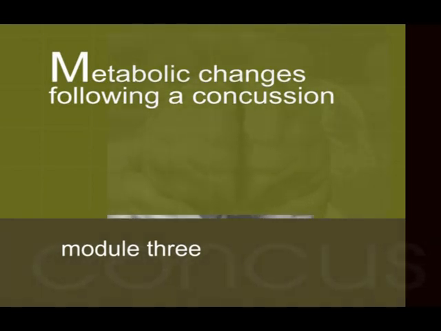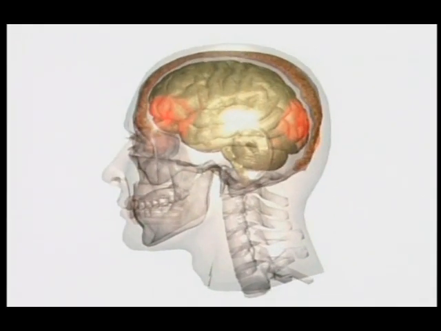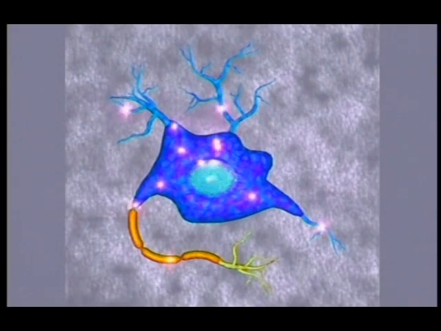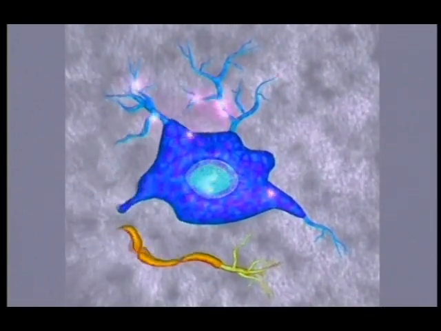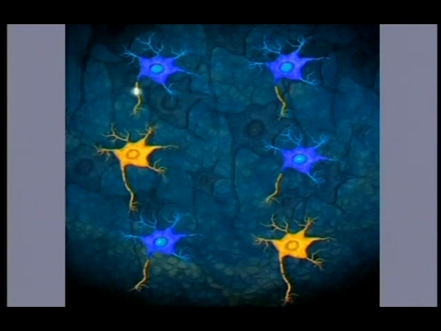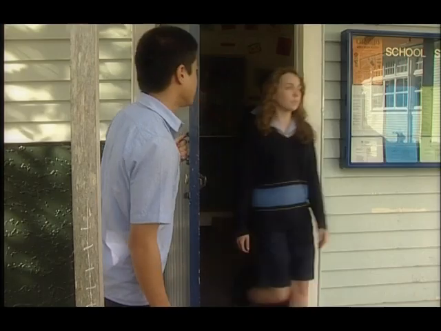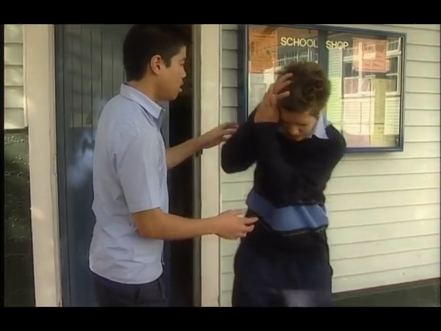Module 3. Metabolic changes following a concussion. The violent movement of the brain inside the skull produces an alteration of consciousness in several ways. The long axons of neurons that connect the lobes of the brain are vulnerable to stretching and shearing. Sometimes these axons are unable to fire and the neurons lose the ability to communicate with the lobes of the brain. With concussion, the most common cause of an altered state of consciousness is the metabolic changes that occur.